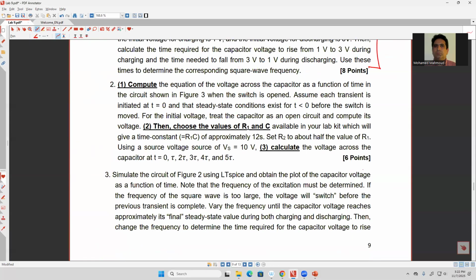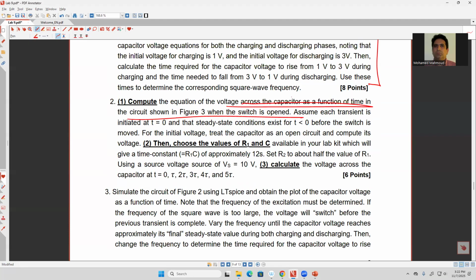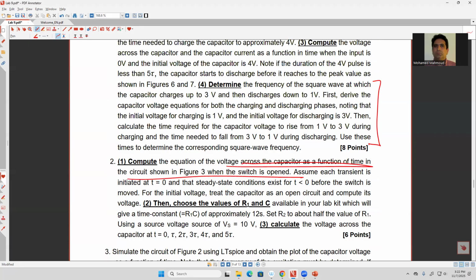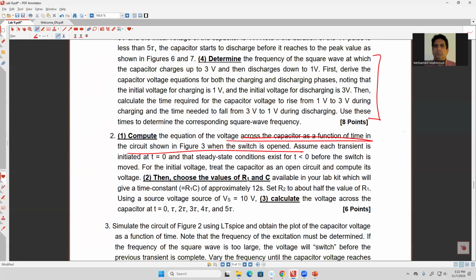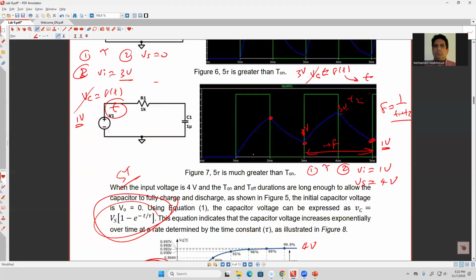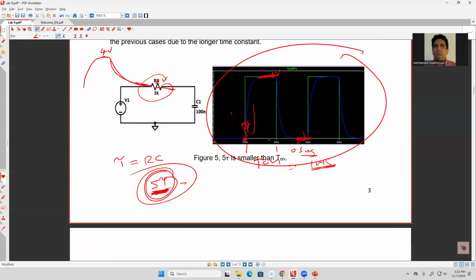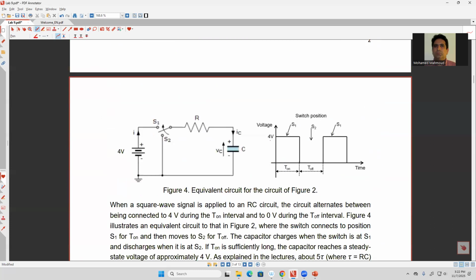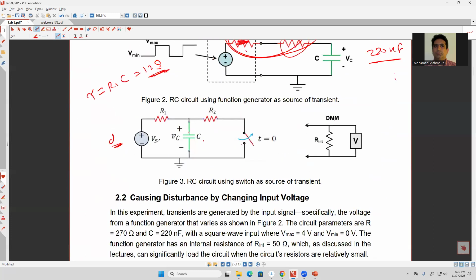So in this pre-lab, you need to find the equation of the voltage as a function of time when the switch opens. In order to find this equation, you need three values. Let me go back here to show you what I need. So just use the equation. You need three values. So when you open.